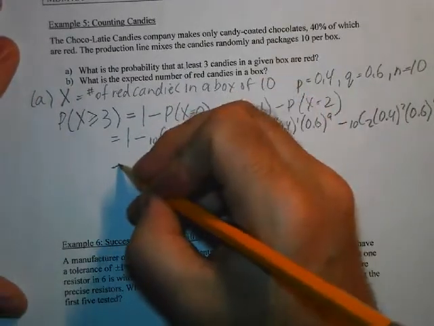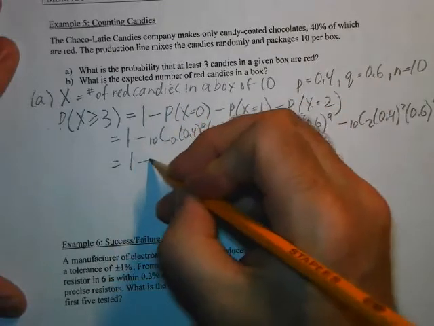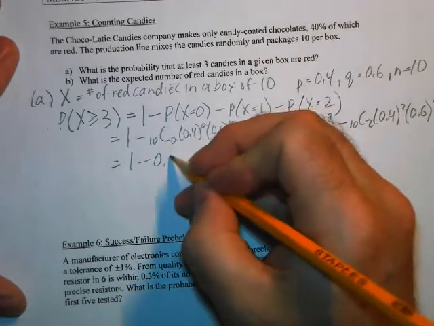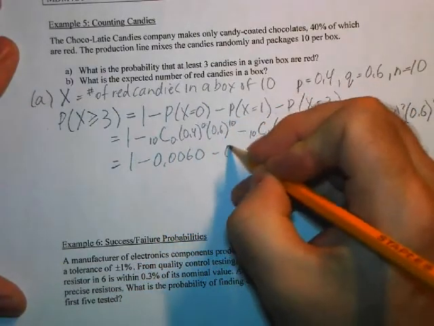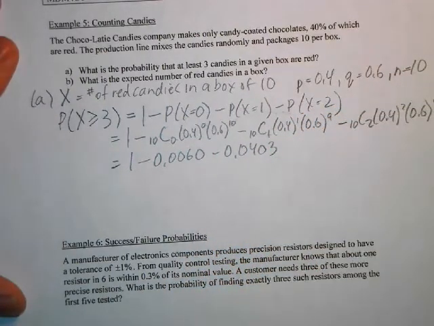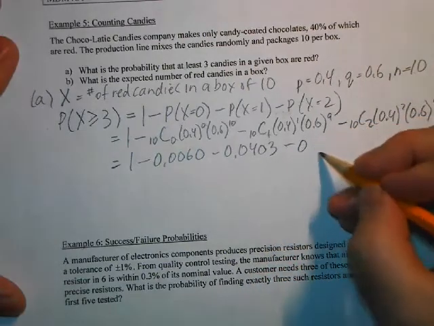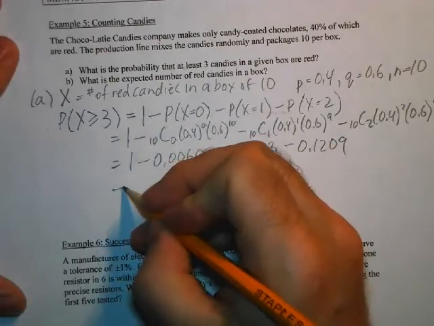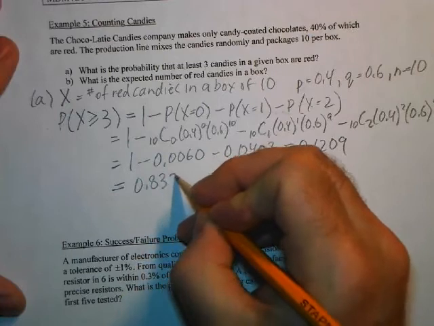Okay, so this time I'm just going to put each of these numbers. So that's 0.0060, quite small, 0.0403, and the last one, it will be 0.1209, and then when I put them together, I get 0.8328.